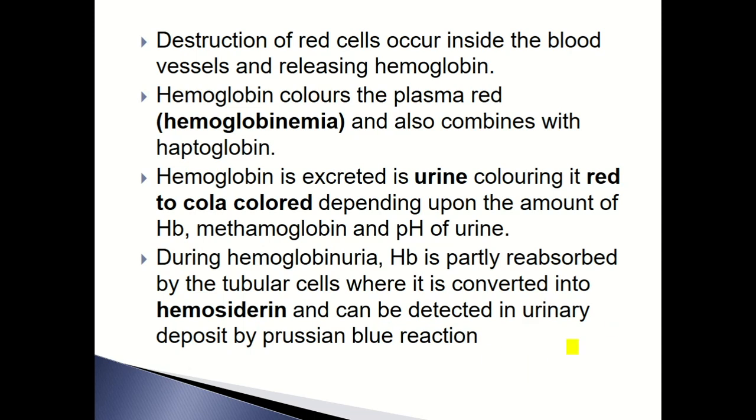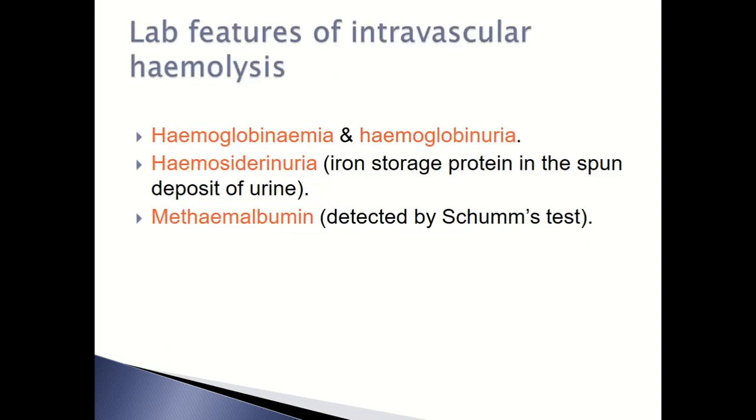Again, hemoglobin excreted in the urine gives red to cola colored urine. This is a very important thing, red to cola colored urine. And depending upon the hemoglobin, there is a change in pH and methemoglobin, right? Again, this hemoglobin binds with iron and produces hemosiderin, so hemosiderinuria is also there. So hemoglobinuria, hemosiderinuria, think about intravascular hemolysis. So laboratory features of intravascular hemolysis, as we discussed earlier: hemoglobinuria, hemosiderinuria, and hemoglobinemia.